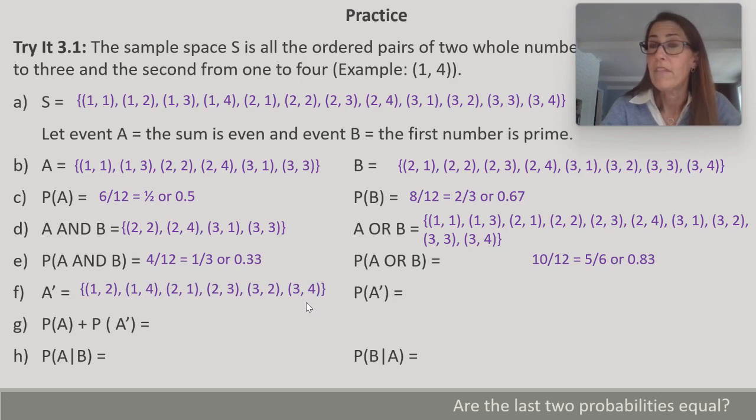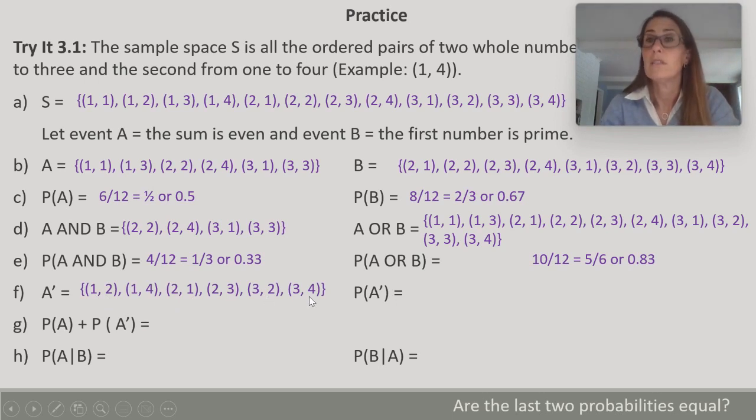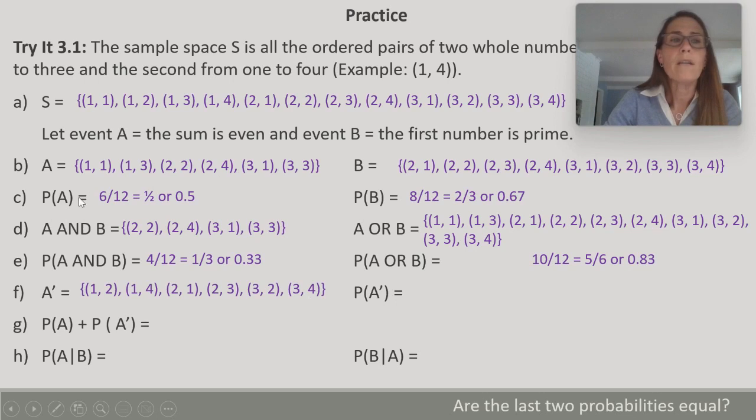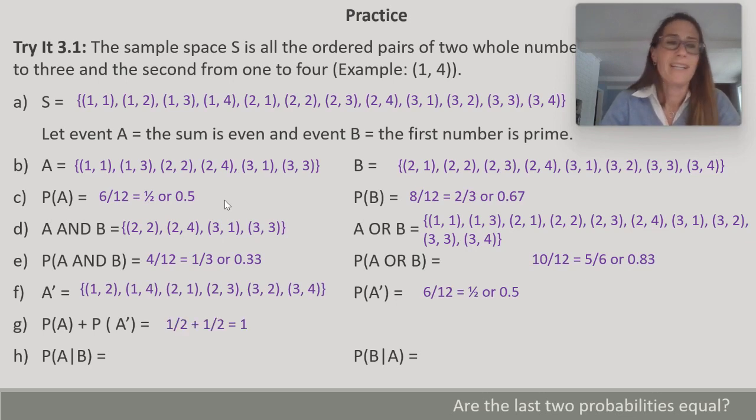What's the probability of that? 2 ways to think about it. Count what you have in the complement: 1, 2, 3, 4, 5, 6. 6 out of 12. It's going to be 1/2, or 1 minus our probability of A, because the probability of A plus the probability of A prime has to equal 1. So that's what I just did here. So 1/2 plus 1/2 is 1.